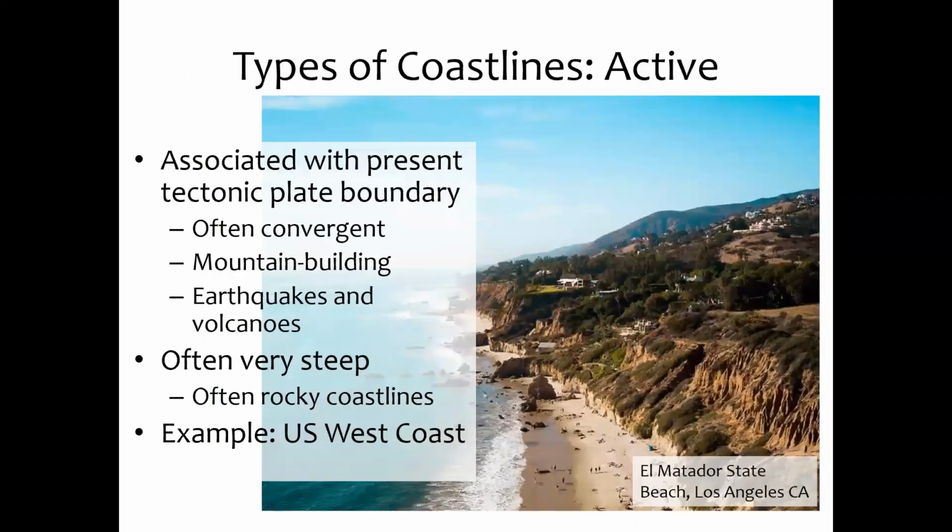In contrast, active coastlines are associated with current plate tectonic boundaries. Often they are convergent boundaries, but not always. Like you see a lot of these cliffs near LA. This is a transform boundary, but still there was recent tectonic activity here. There was recent uplift caused by those same plate tectonic forces. And so you end up generating these cliffs.